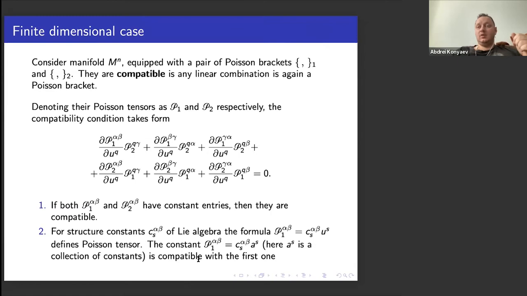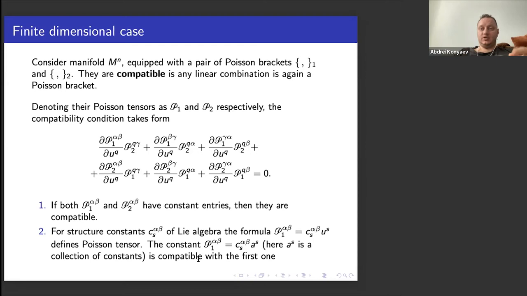Okay, then you can make a second tensor using the same constants. You just pick a line of numbers, n things, and substitute it, freezing the argument. It is called the Kirillov constant bracket, and has a lot of other names. And so you have two brackets. They're compatible because you use the same Lie algebra.